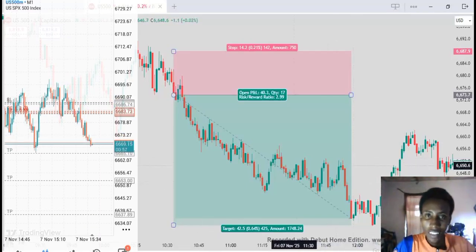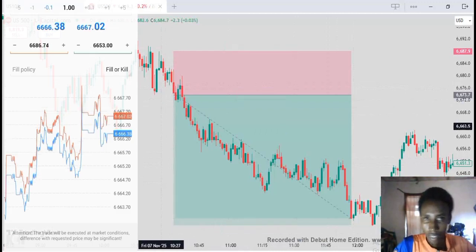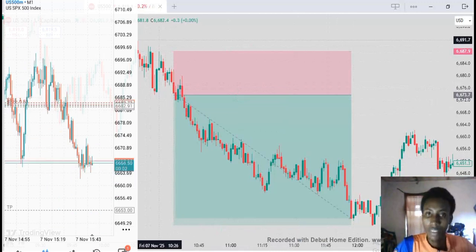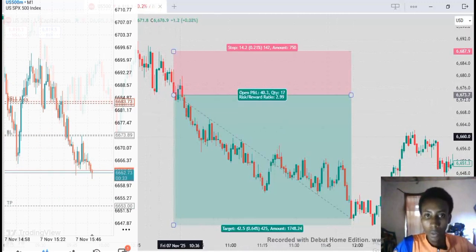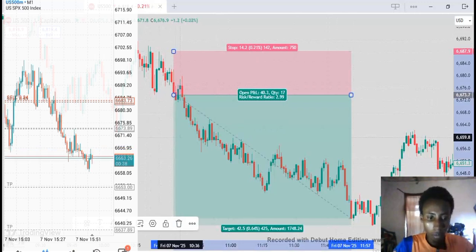And this was the trade I took on 7th, that's on Friday last week. And I'd like to explain what I was looking at that made me take this trade. So let me go to the daily chart because that's where I start my analysis from.